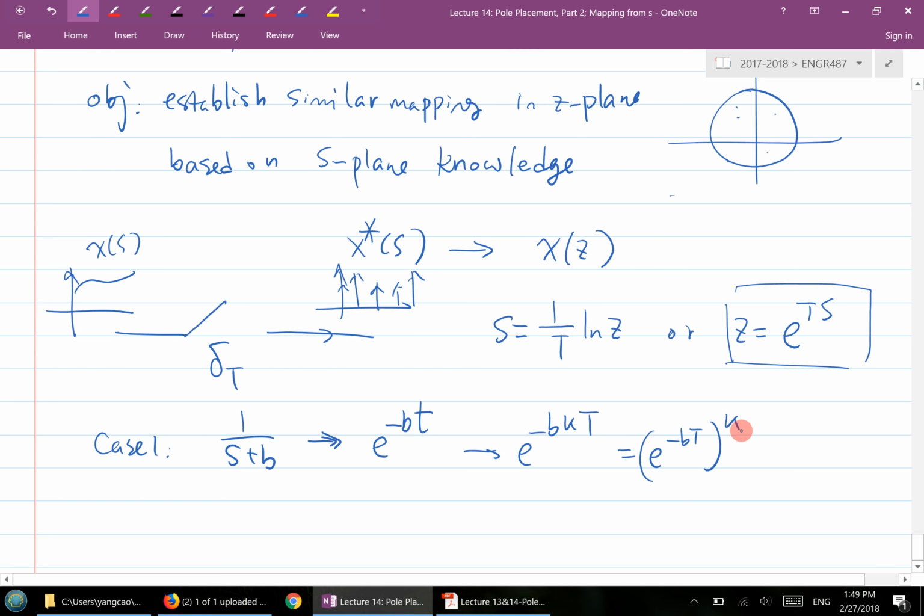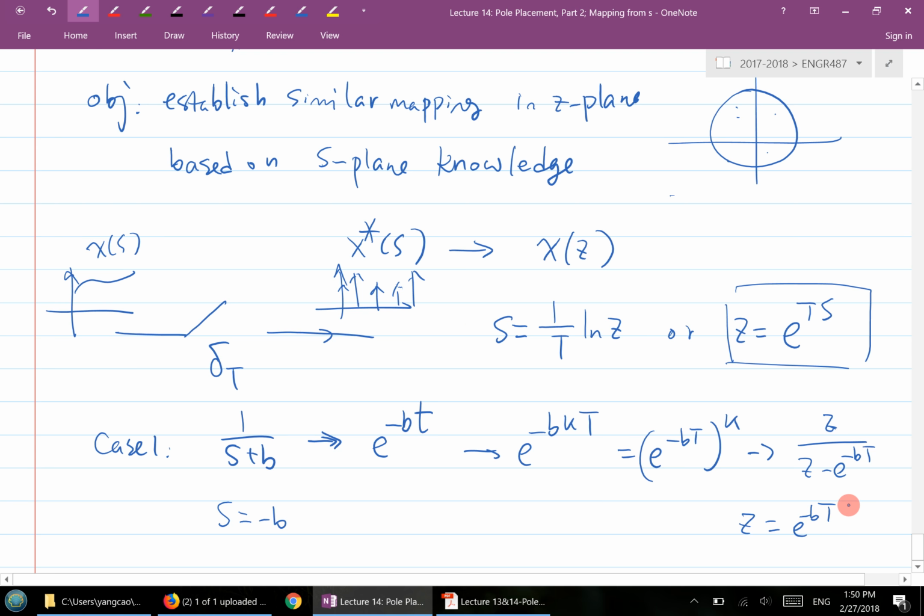Then you can do a z transform of this. You get z over z minus e to the power negative bT. So you see, originally s is negative b. Where is the new location of the pole now? It is z equal to e to the power of negative bT. That's basically the formula, z equals e to the power of Ts. That's just one simple case.